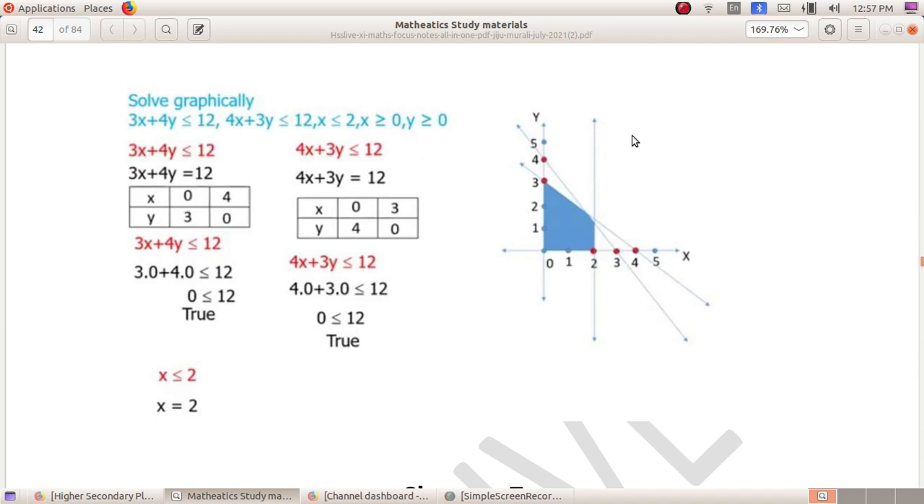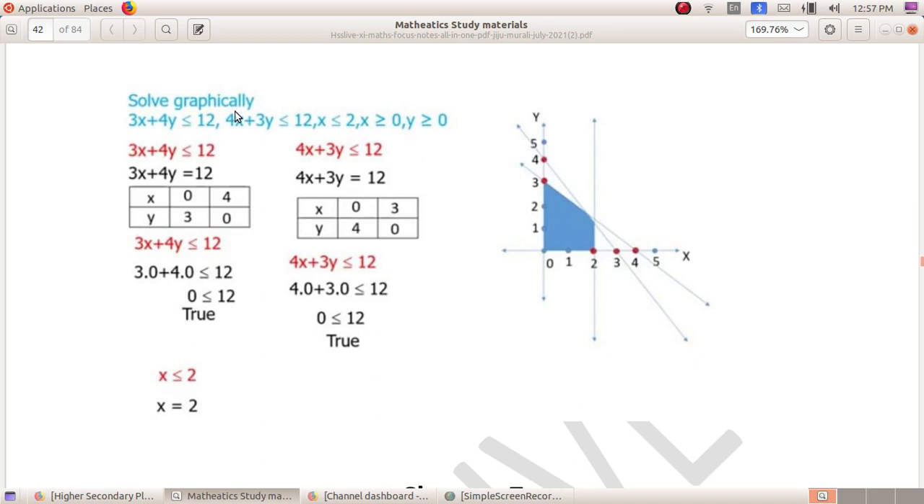Right. So you draw the x-axis, y-axis, 0, 1, 2, 3, 4, etc. When x equal to 0, y equal to 3. 0, 3, this is the point. When x equal to 4, y equal to 0. 4, 0, this is the point. So you draw a straight line here. Okay, this is a straight line.